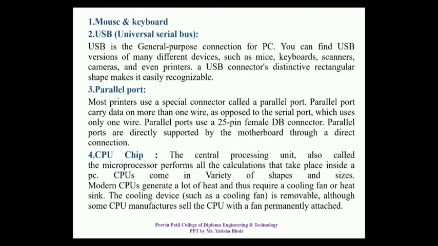CPUs come in a variety of shapes and sizes. Modern CPUs generate a lot of heat and do require a cooling fan or heat sink. CPU is nothing but a processor. So processors come in different shapes and sizes. You can see the Intel i5 processor, Intel i7 processor, IBM's processor, Pentium processor. There are different processors available in different shapes and sizes. So according to it, it does the processing operations.